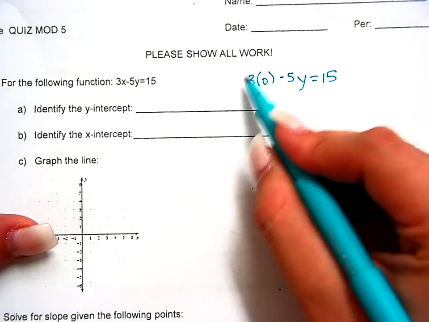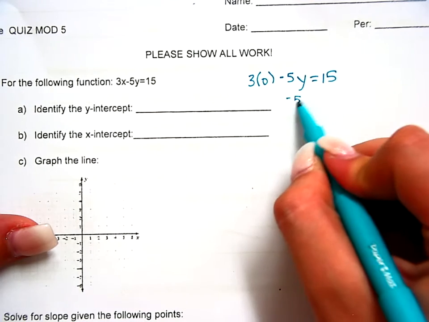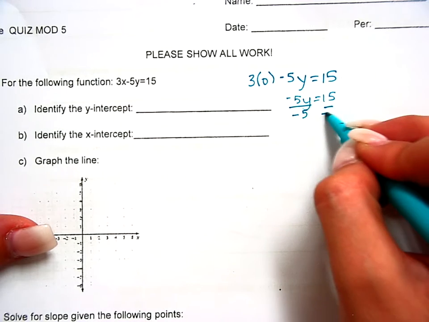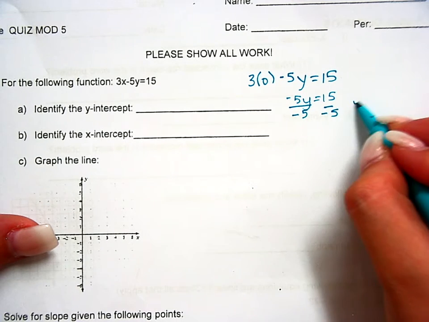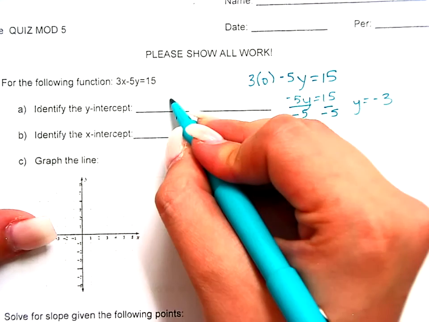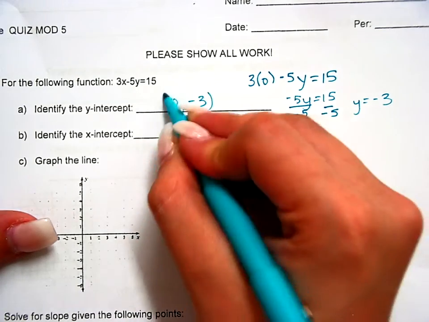So right here, this is just 0. So I have negative 5y equals 15. And I'm going to divide both sides by negative 5. So y is negative 3. That means my y-intercept is 0, negative 3.